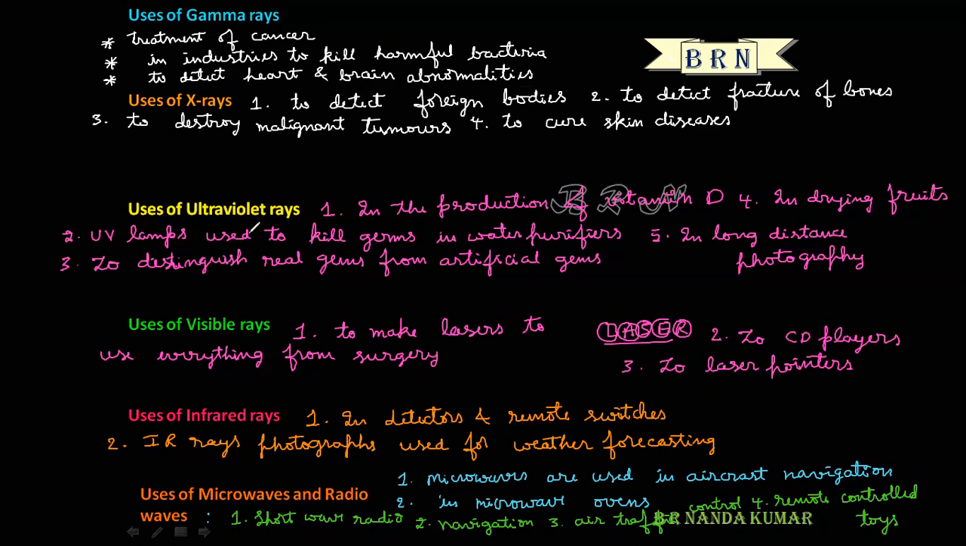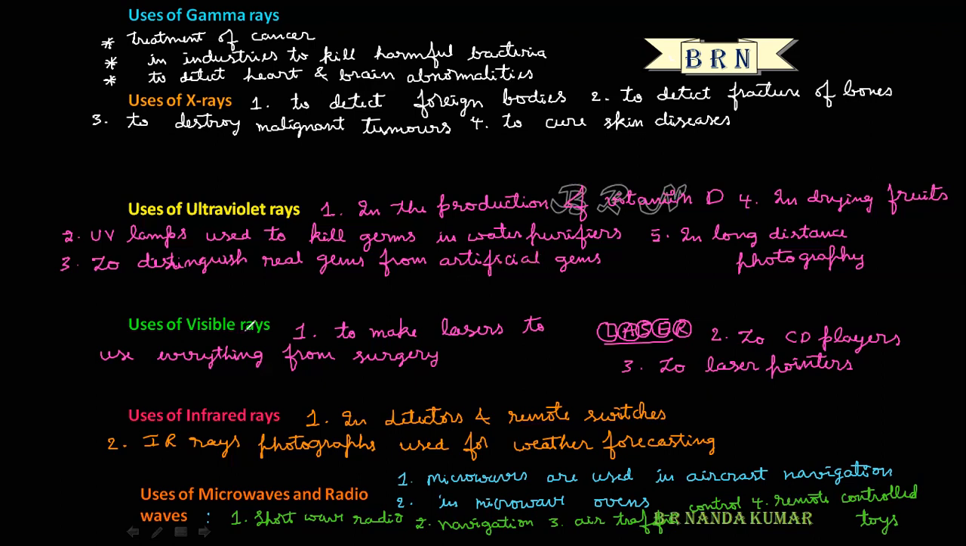And what are the uses of UV rays? They are used in the production of vitamin D. UV lamps are used to kill germs in water purifiers, and highly focused UV rays are used in eye surgery. They are also used to distinguish real gems from artificial gems, to detect forgeries in documents, in drying fruits, and in long distance photography. Also used in the treatment of skin disease and bone disease. So these are the uses of UV rays.